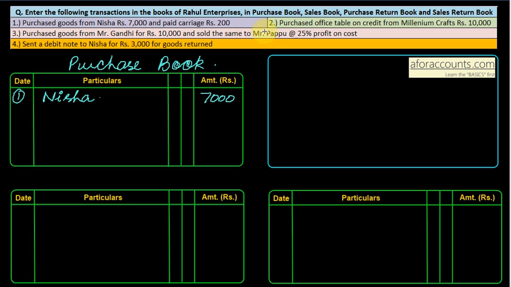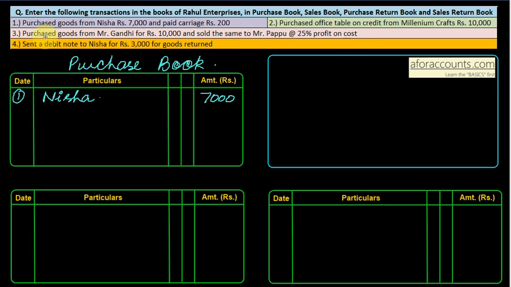Going on to point number 2. Purchased office table, that is sort of furniture. Purchased office table on credit from Millennium Crafts rupees 10,000. Now will you record purchase of any asset in your purchase book? No. It is purchased on credit from Millennium Crafts 10,000. Furniture is coming in. So it will go to journal proper and never be recorded in your purchase book. And here journal proper is not asked. So we will just leave point number 2.